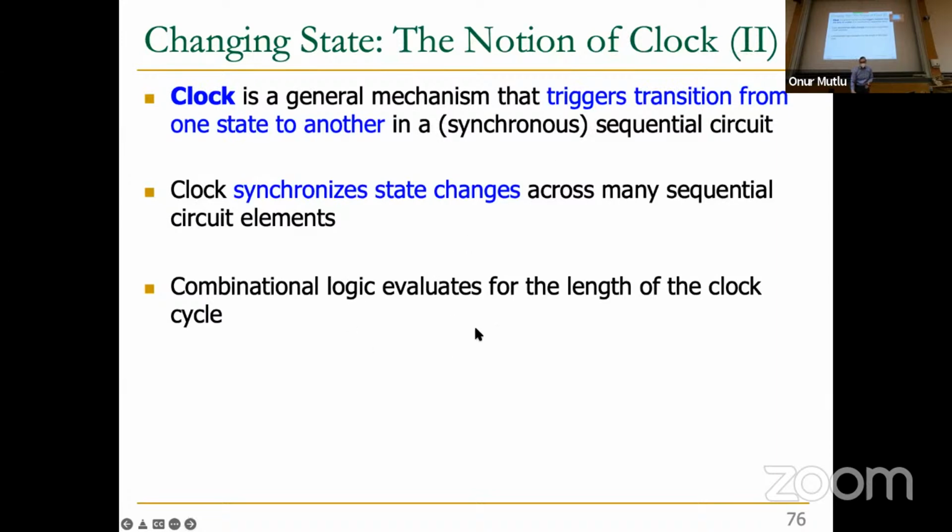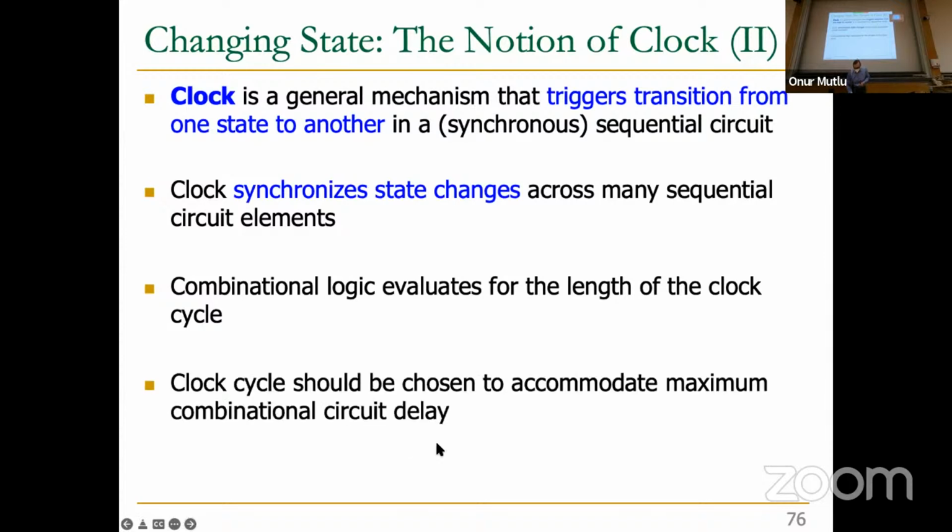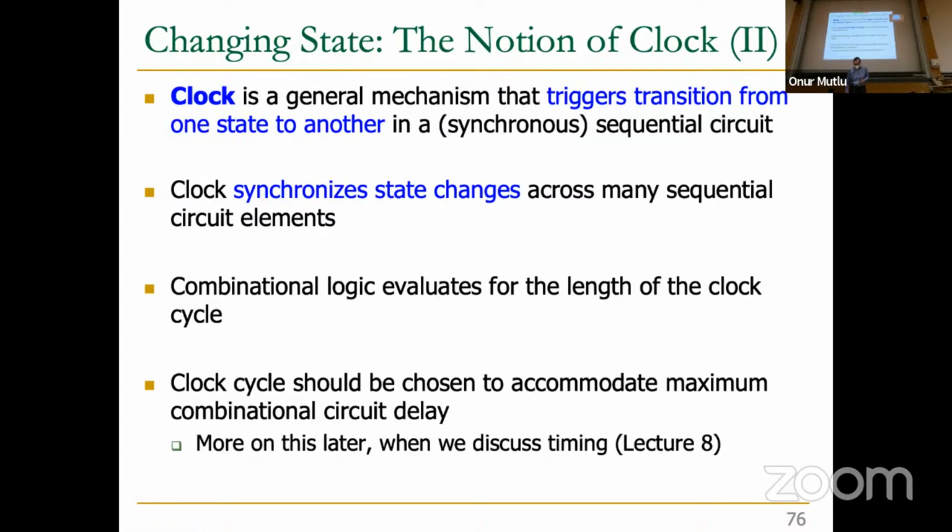So combinational logic evaluates for the length of the clock cycle, we said. So you need to make sure that your combinational logic finishes and produces the output it's supposed to produce before the clock cycle ends. And clock cycles should be chosen to accommodate maximum combinational circuit delay. That's what I just said, basically. I said it in a different way. So more on this later when we discuss timing. So timing is actually going to be an important lecture, even though I'm not going to question you on it on the exam or anywhere, actually. It's really important to make really systems work, that timing and verification lecture that we will have next Friday.